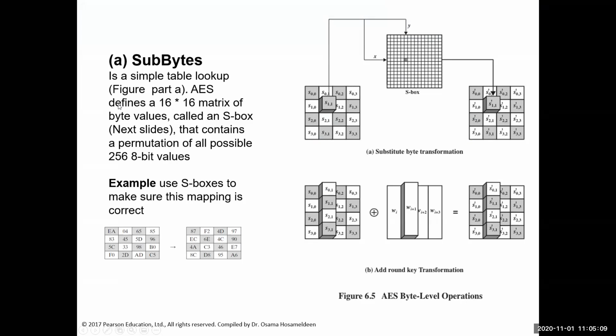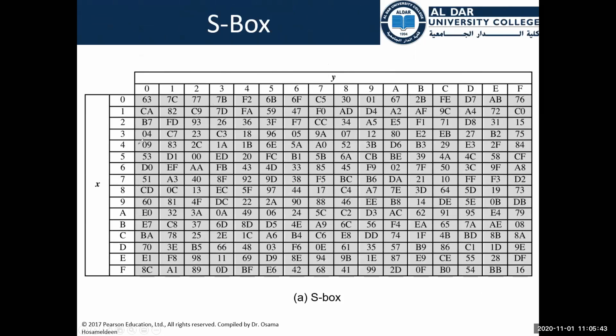So let's take an example. For example, if the input data is EA, what should I do? I go to the S box, EA, take care. Concentrate with me. I'm going to ask you about this. I want to make sure that you understand this operation, because this operation is important. So EA here, I go to the S box. I see EA. So this is E, and this is A. The intersection of EA is what? 87.